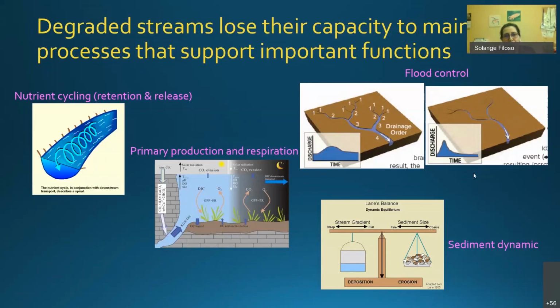Other things include that degradation also leads to the loss of the capacity of streams to control floods. They are really important because streams, especially headwater streams, attenuate the flood flows or waves going downstream, and also moderate sediment transport. So there is no balance between erosion and deposition, and so you end up seeing a lot of transport of sediment downstream.